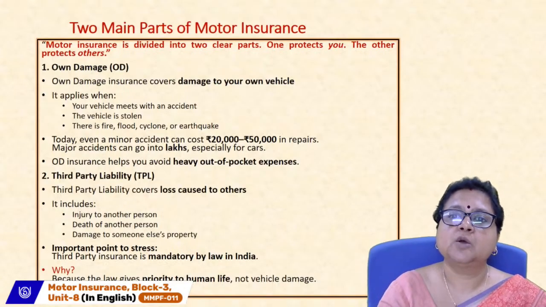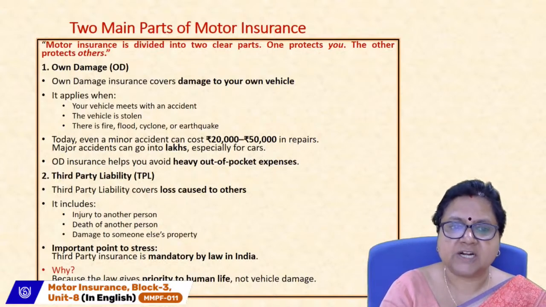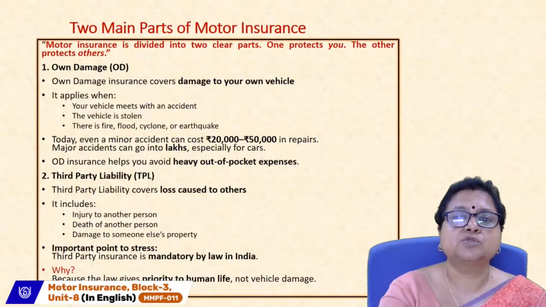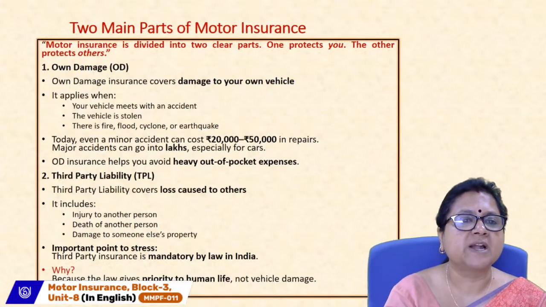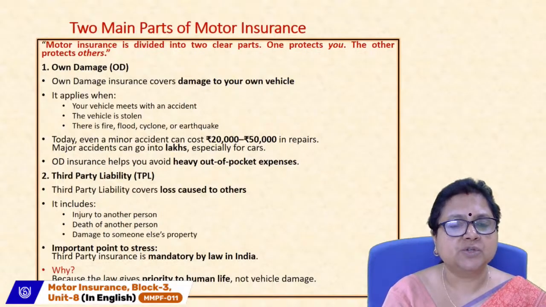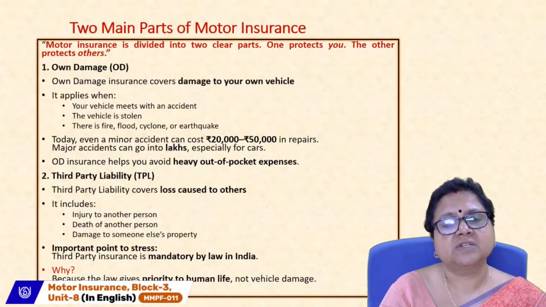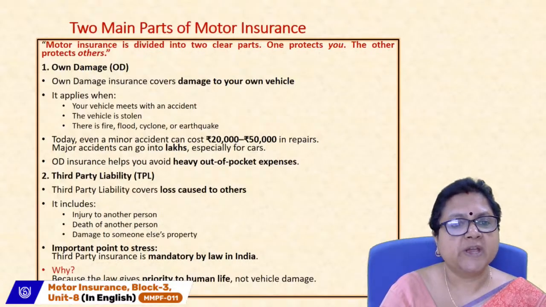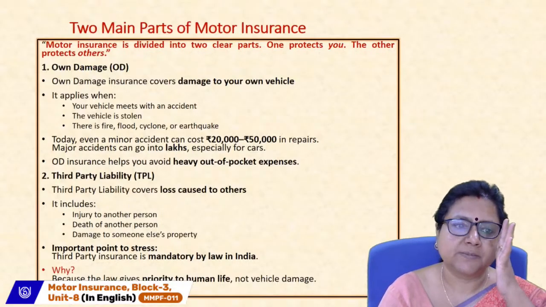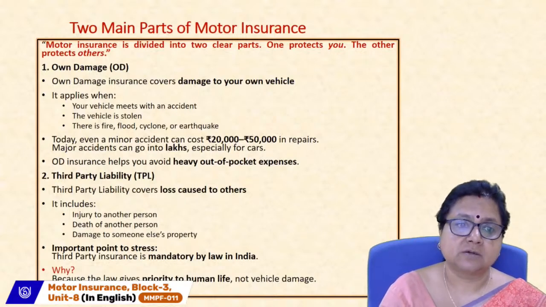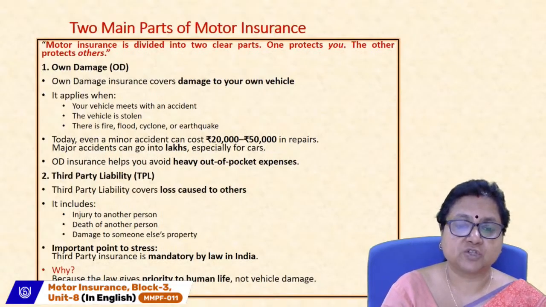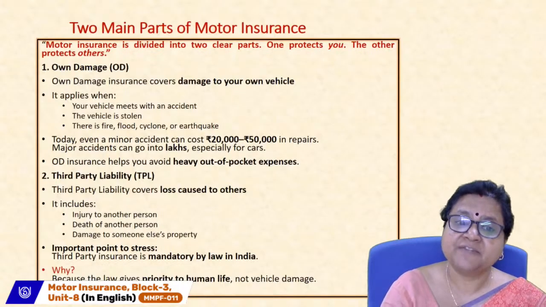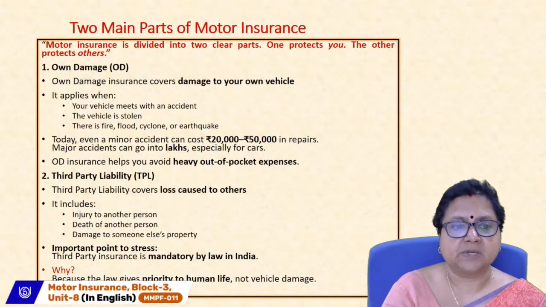One is protecting one's own damage. The second is protecting the damage caused to another party, so it is third party liability. The first one is own damage, that is OD. Own damage insurance covers the damage to your own vehicle, when my vehicle meets with an accident, when my vehicle is stolen, or when it is set on fire, or there is a flood, or cyclone, or any sort of natural calamity that has affected my vehicle. That is known as own damage.